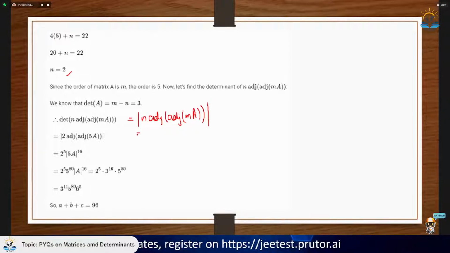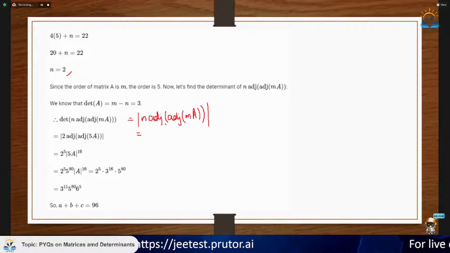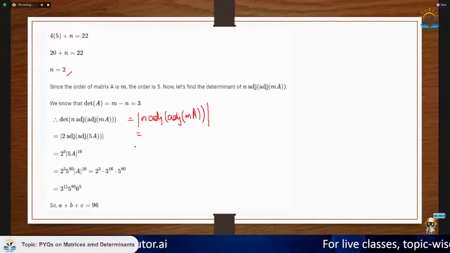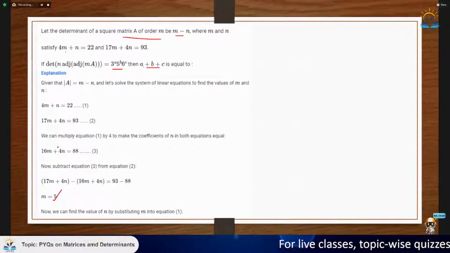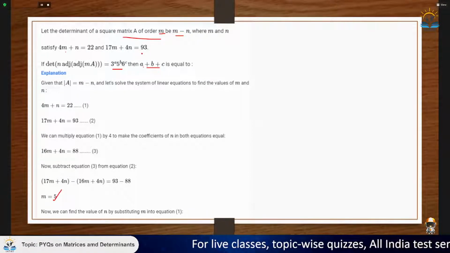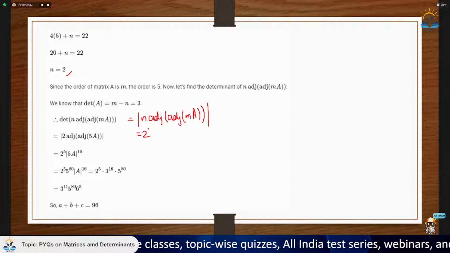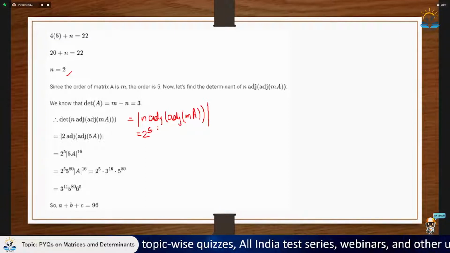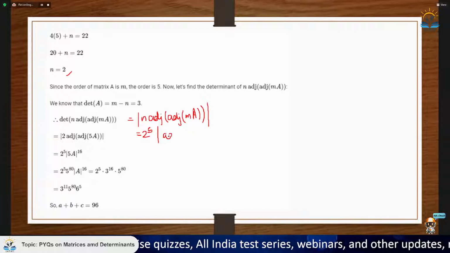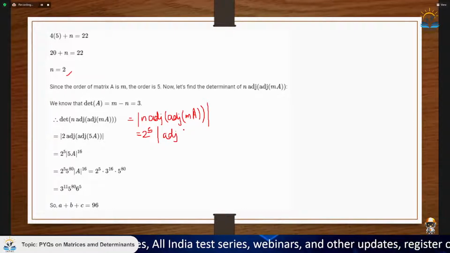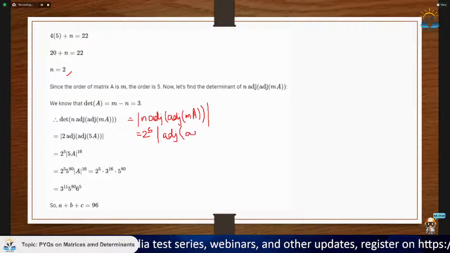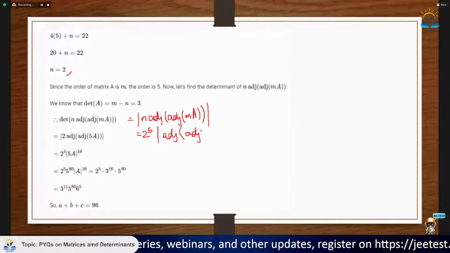I told you the property of determinant that whatever will be the order of the determinant, n power that thing will come outside. So we know that the order of determinant is 5 because m is coming out to be 5. Since m is 5 and the determinant is of order m, it means the determinant is of order 5. So 2 power 5 will come out because n is equal to 2. So 2 power 5 times determinant of adjoint of adjoint mA.